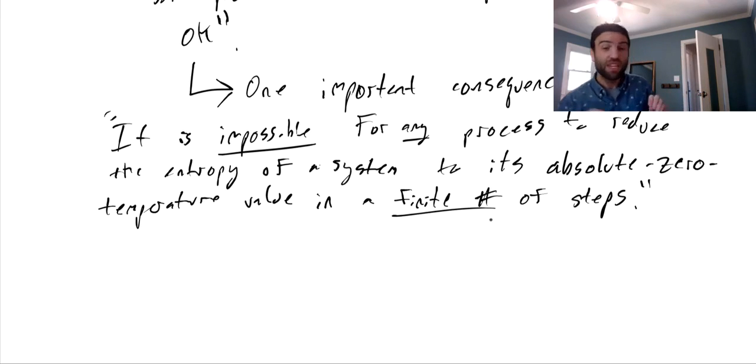In other words, if you want to cool a system down all the way to absolute zero temperature, you have to cool down infinitely slowly. And we don't have time for that, right? You'll never get there. So in practical terms, you can get really close to absolute zero. And in fact, people have cooled systems to millionths of a degree above zero Kelvin. But if you want to get to actual zero Kelvin, you have to wait infinitely long, or you have to do an infinite number of steps in your cooling process, which is impossible.